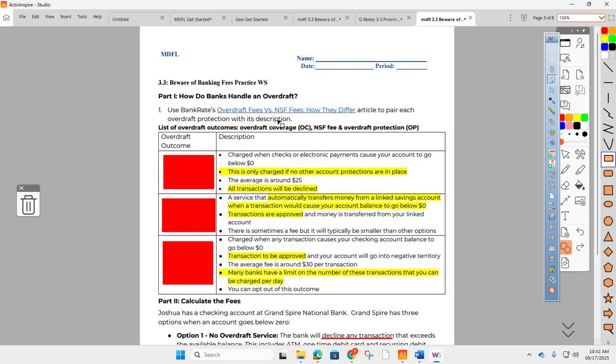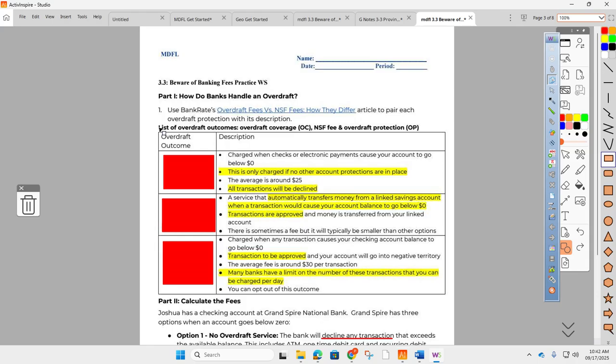Did you guys read the article about overdraft fees versus insufficient fund fees, or non-sufficient funds? What is NSF? N for non, S for sufficient, F for fee. So that's kind of repeating ourselves there with "fees" after it. But the difference between them. Today we're going to be talking about the coverages or different options that you may have to limit the amount of fees that you pay.